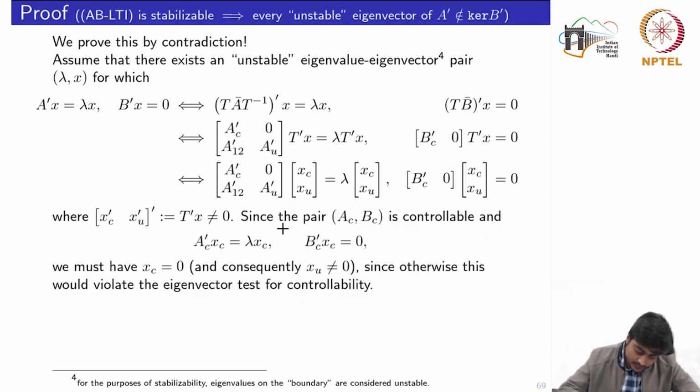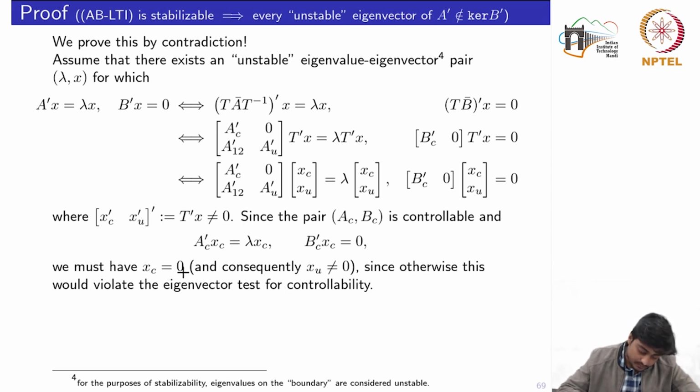So moving forward, since we know that the pair AC-BC is controllable already, meaning to say that there is an eigenvector xc which satisfies these two equations. And xc should be 0 only because it cannot satisfy both these equations. For this eigenvalue, if we have this xc, BC transpose xc should not be equal to 0. Right? And if there is some xc satisfying this equation, it must be 0. Okay, so xc we have 0.